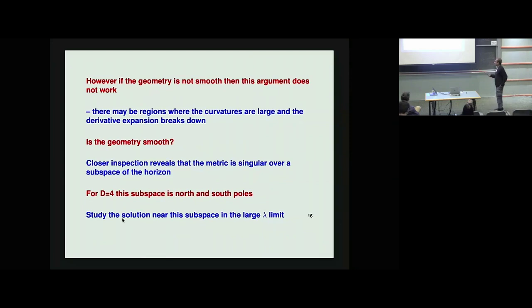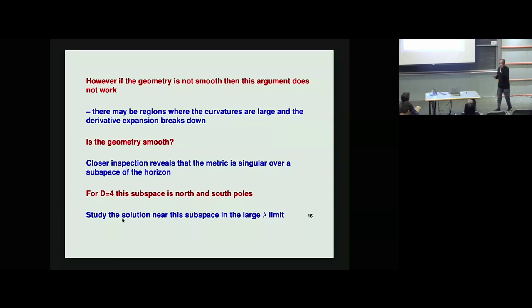A closer inspection reveals that the metric is singular over a subspace of the horizon. It is non-singular away from the horizon. But there is a subspace of the horizon where the metric is singular. In 4 dimensions, this subspace is the north and south poles, but in general it's a subspace. I'll show you what the corresponding subspace is. So the idea is that we study the solution near the subspace in the large lambda limit, and see what we get.